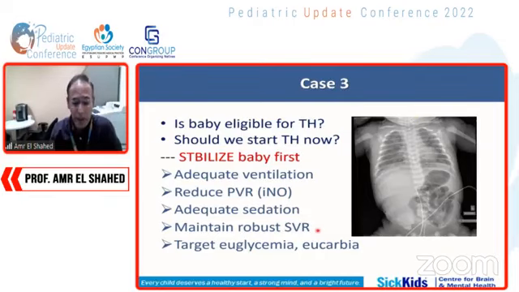In order to do that, you're going to need time. You're going to need at least a couple of hours. So I would encourage, in these cases, to not jump into therapeutic hypothermia and to take the time to stabilize the patient, improve the oxygenation, and improve the blood pressure.